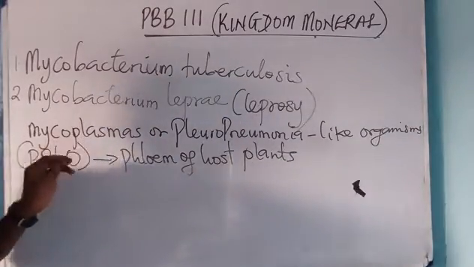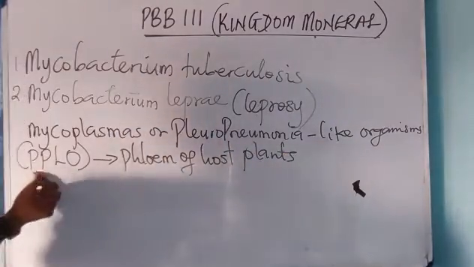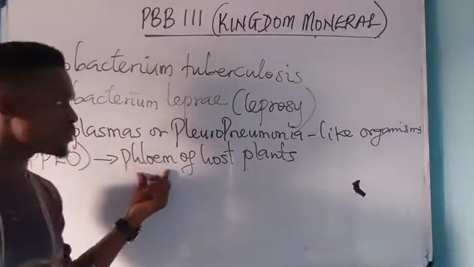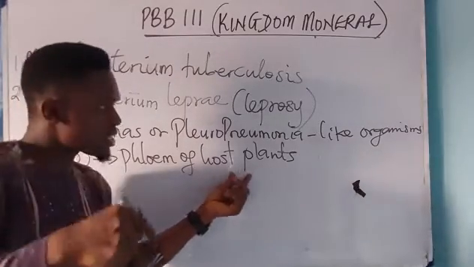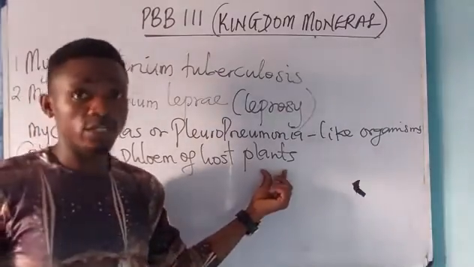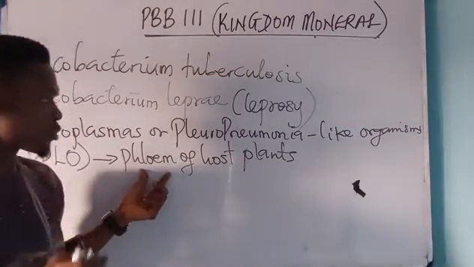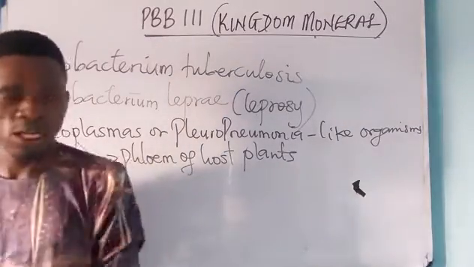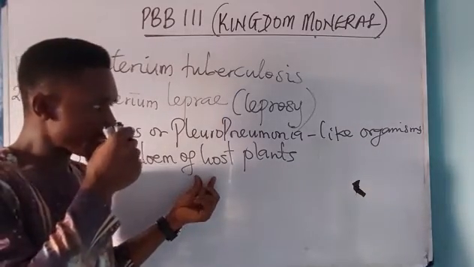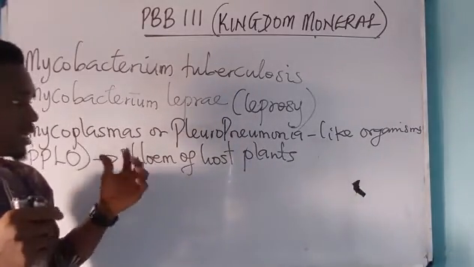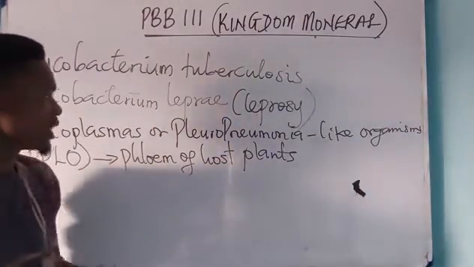Now, mycoplasmas or pleuropneumonia-like organisms, that is PPLO, are found in the phloem of a host plant. What is their aim? Their aim is to interrupt the movement of food through what? Translocation. You know the phloem carries manufactured food through a process called what? Translocation into other parts. Now, when the medium through which the food molecules are transmitted is blocked, what do you expect? The plant will start to die out.